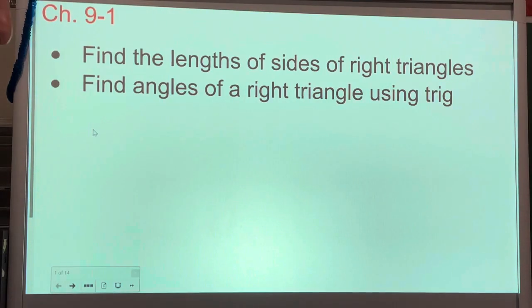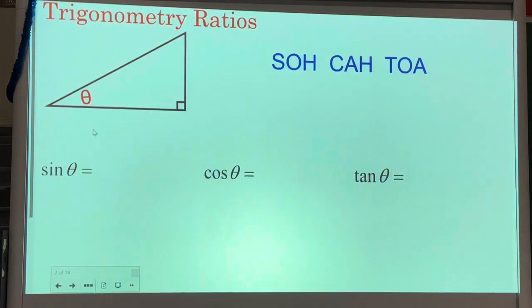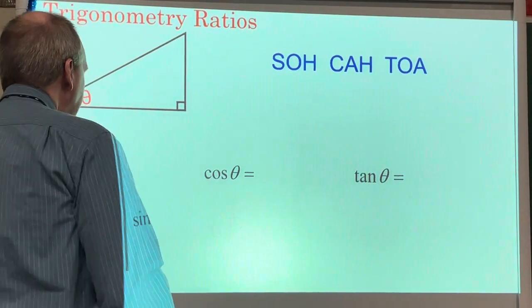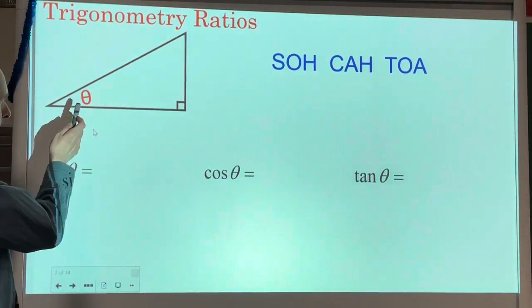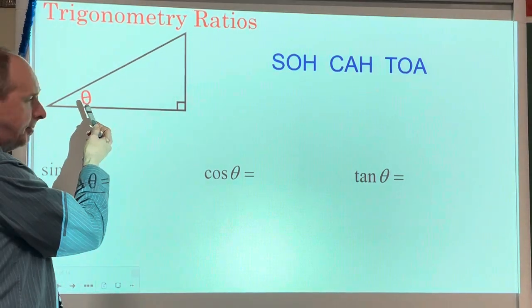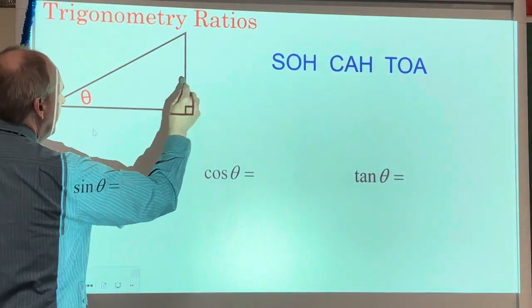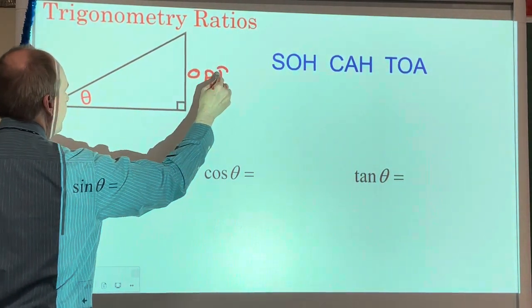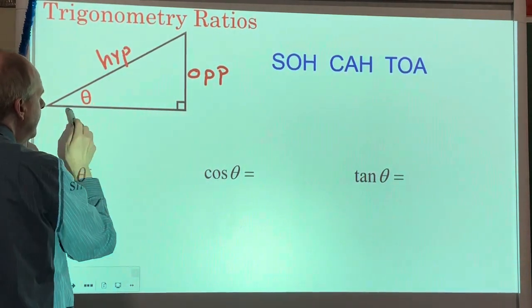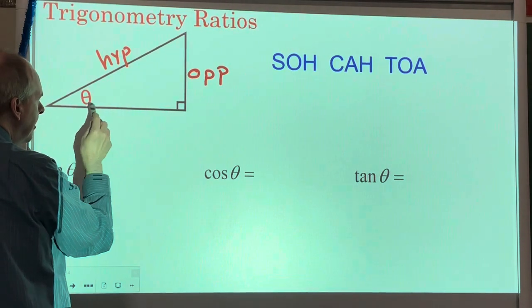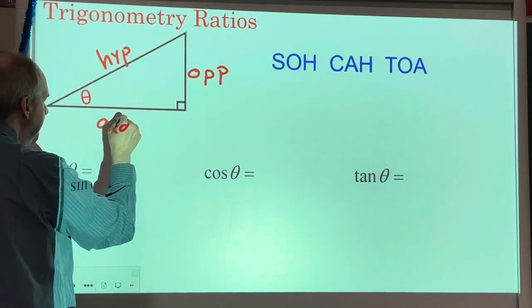Welcome everybody. Let's take a look at chapter 9, section 1, finding lengths and angles of right triangles. Our trig ratios, SOHCAHTOA. Good song, I remember that. Trig deals with right triangles. We have to have an angle of interest, represented here by theta. Across from it would be our opposite side. Across from the right angle would be our hypotenuse. And next to the angle that we're interested in would be our adjacent.